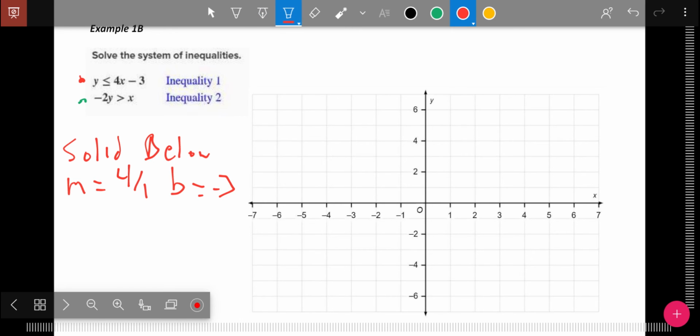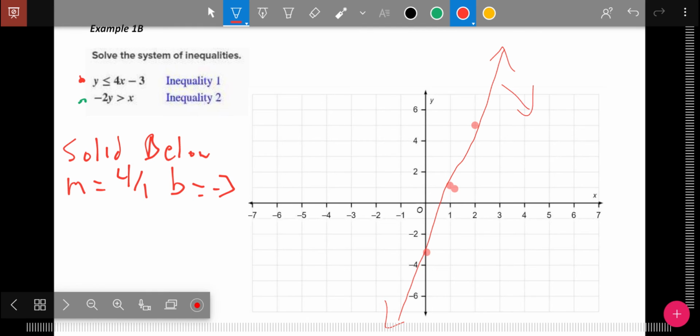And so down 3, up 4, over 1, right about there. Up 4, over 1, right about there. Solid line. Shade below. And again, I'm going to do all my shading at the end. So let's just mark it.